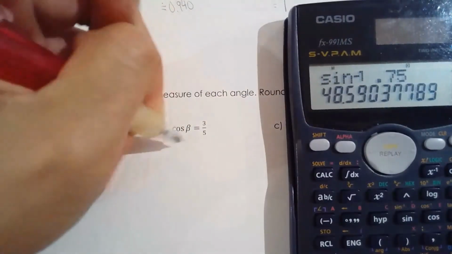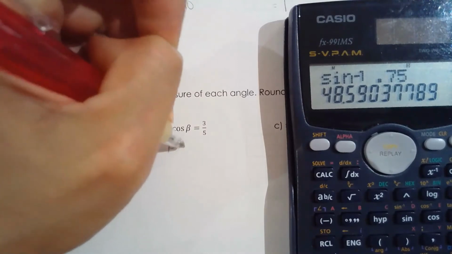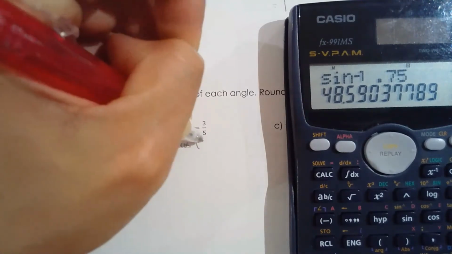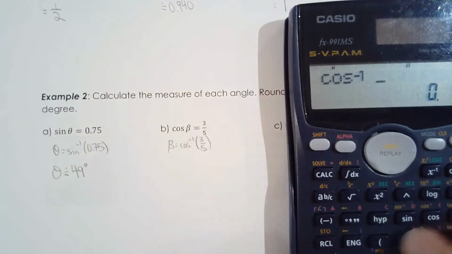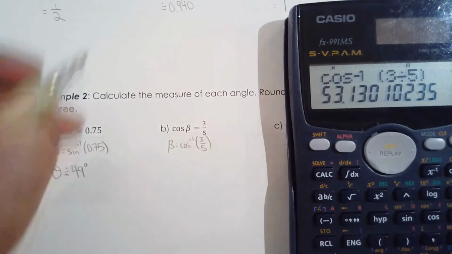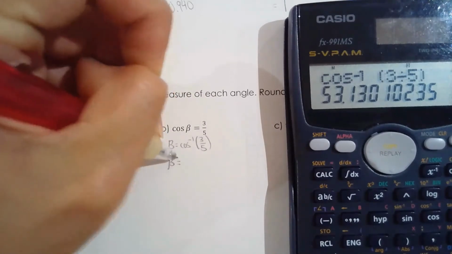What about beta here? Inverse cosine of 3/5. So if the ratio of the adjacent side to the hypotenuse is 3/5, the angle is about 53 degrees.